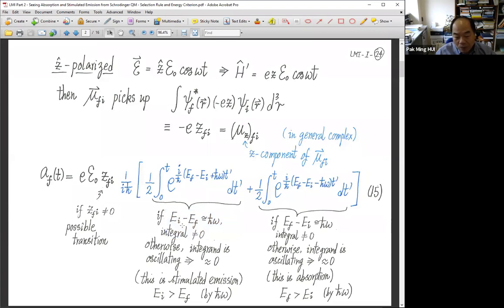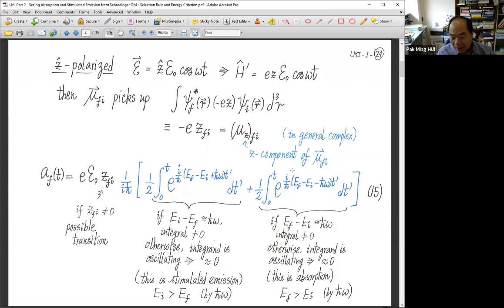Therefore, the first term is stimulated emission. Remember, our initial condition is 1 is occupied and 2 is some other state. The first integral indicates the condition that we expect there is a final state below the initial state, and if h bar omega is correct, there will be emission. Because the integral will not be 0, you have some finite probability of finding it in the final state.